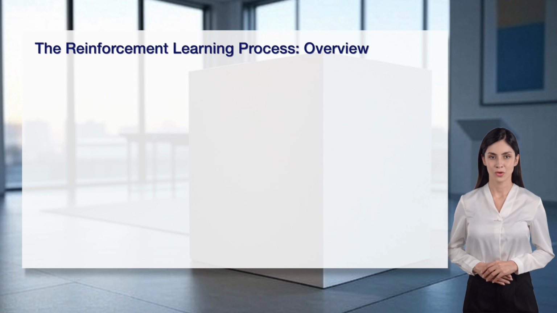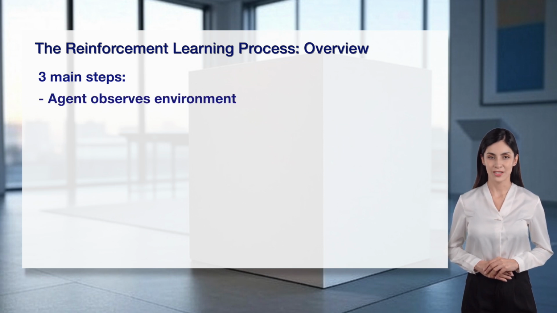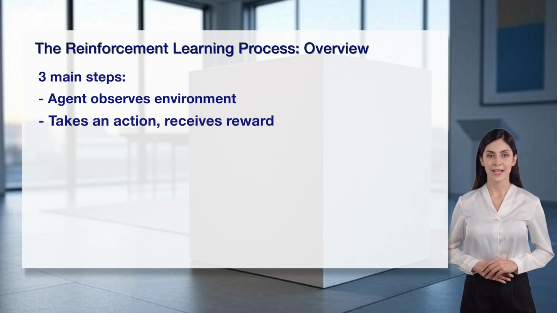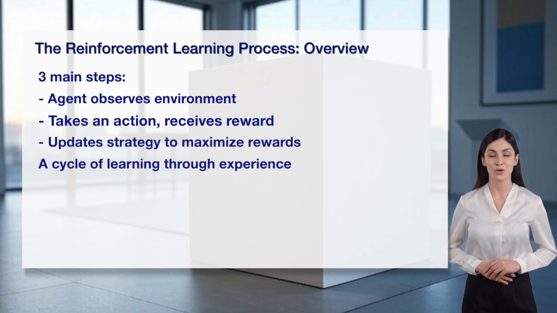The reinforcement learning process follows three main steps, forming a cycle of learning through experience. First, the agent observes the environment to understand its current state. Then, it takes an action and receives a reward or penalty based on that action. Next, the agent updates its strategy to maximize future rewards. This cycle repeats, allowing the agent to improve over time. It's a dynamic process of learning by doing.